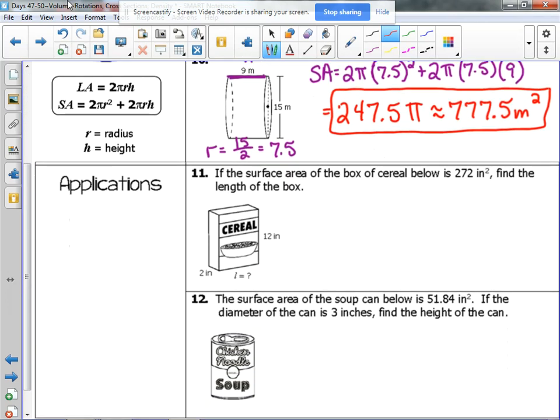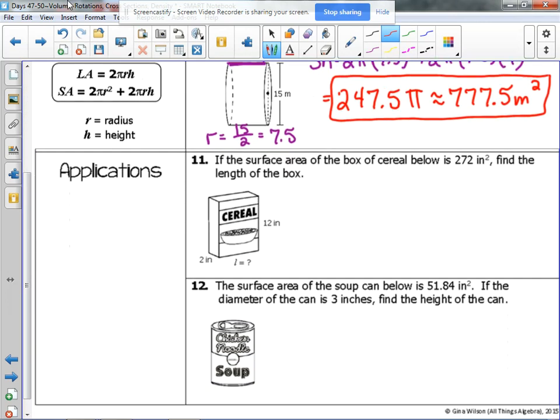Okay, let's look at a couple applications. Number 11, if the surface area of the box of cereal below is 272 square inches, find the length of the box. So what shape is our box here? A rectangular prism. So let's go to our surface area formula for a rectangular prism. It is 2 times L times W plus 2 times L times H plus 2 times W times H. And I may have slightly mixed up the order, but it doesn't matter. Just so you pair all the dimensions together and don't repeat anything, you're fine.